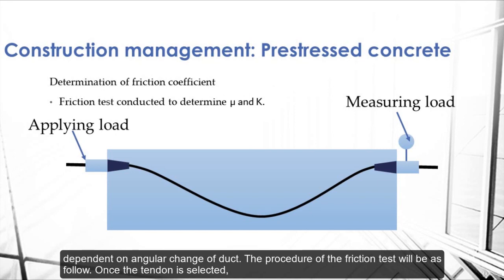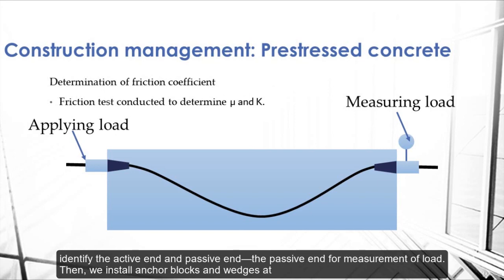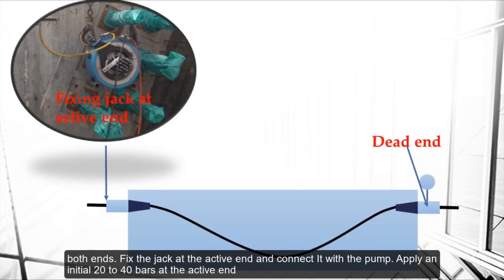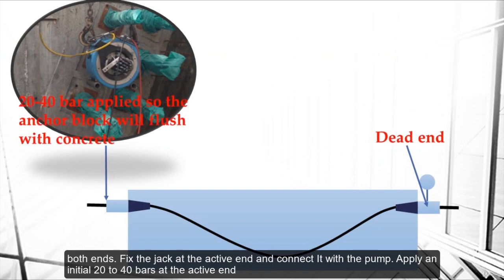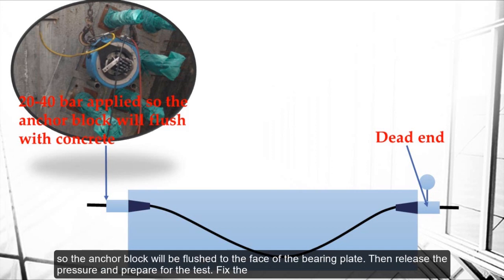Once the tendon is selected, identify the active end and passive end. The passive end is for measurement of load. Then we install anchor blocks and wedges at both ends. Fix the jack at the active end and connect it with the pump. Apply an initial 20 to 40 bars at the active end so the anchor block will be flushed to the face of the bearing plate. Then release the pressure and prepare for the test.